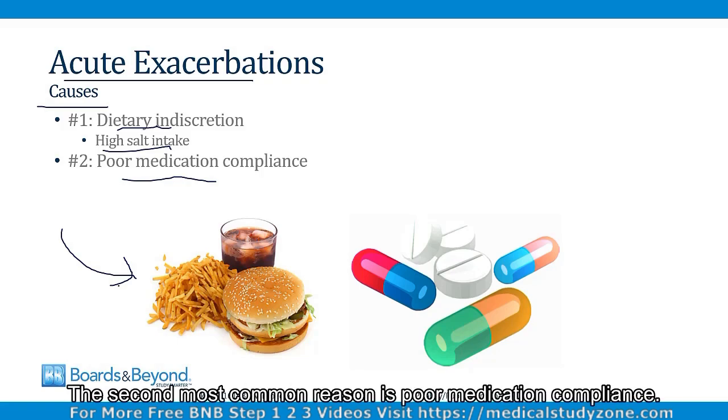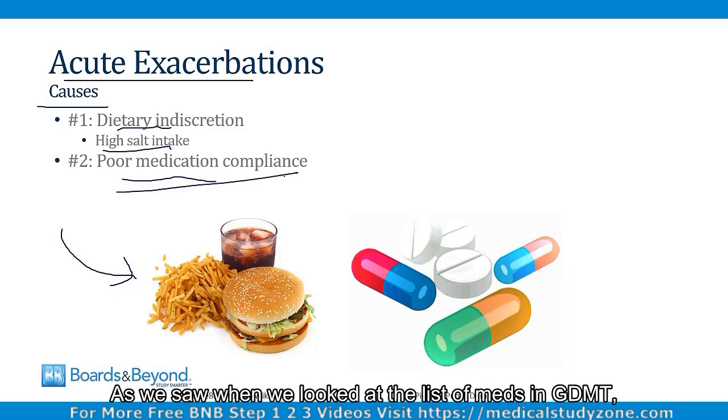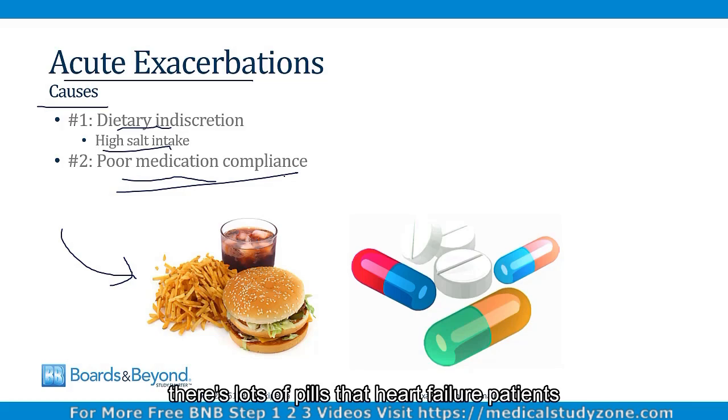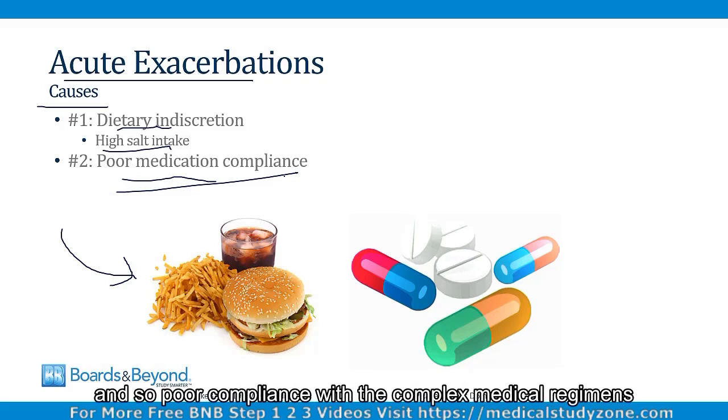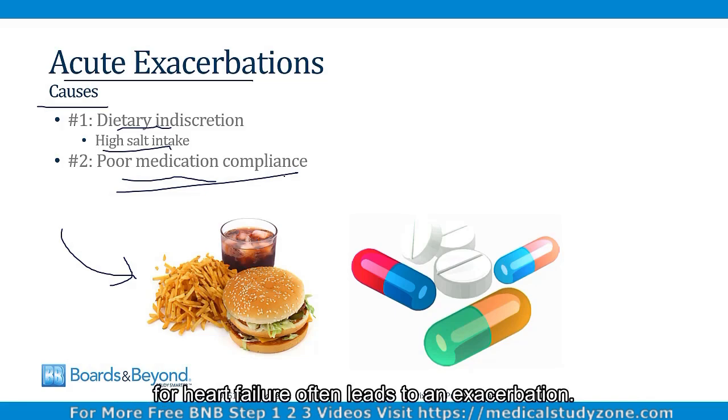The second most common reason is poor medication compliance. As we saw when we looked at the list of meds in GDMT, there's lots of pills that heart failure patients have to take. It's often very difficult to take these correctly. Patients can run out of medicine. So poor compliance with the complex medical regimens for heart failure often leads to an exacerbation.